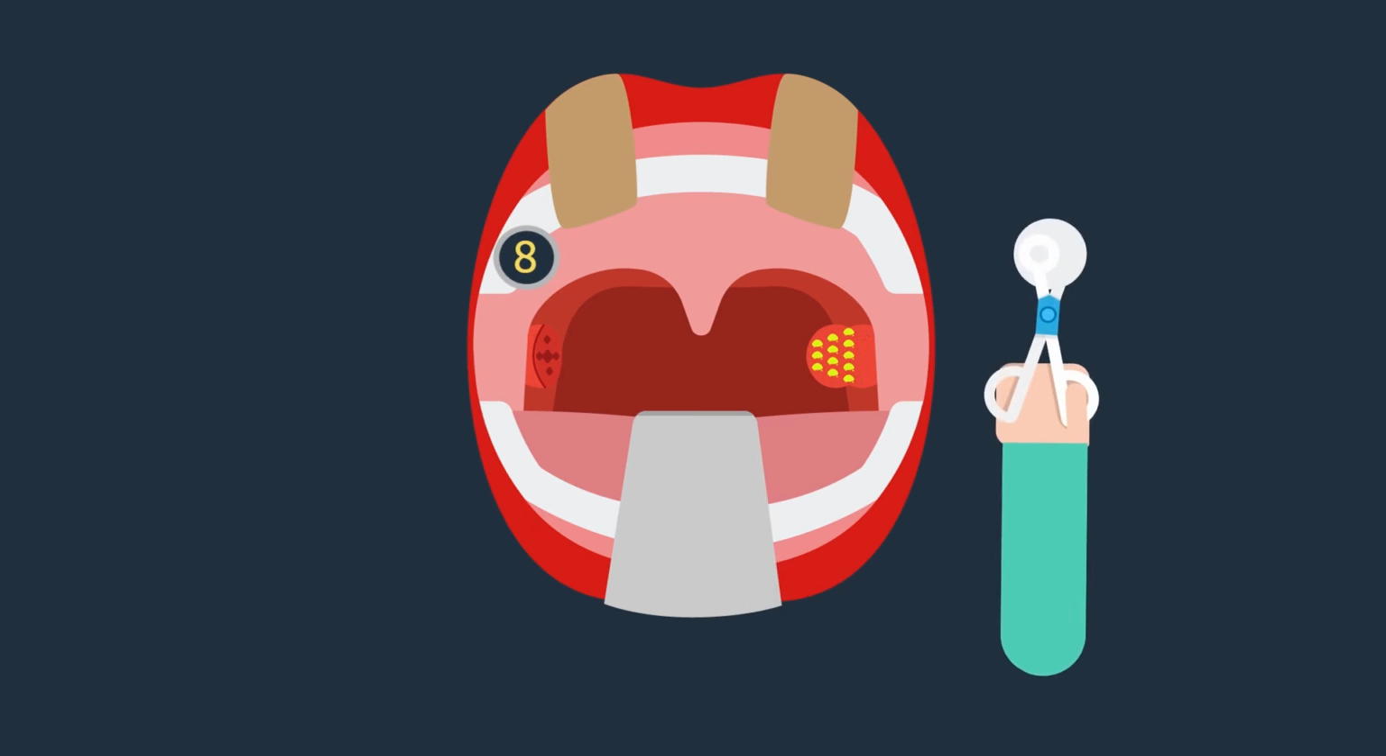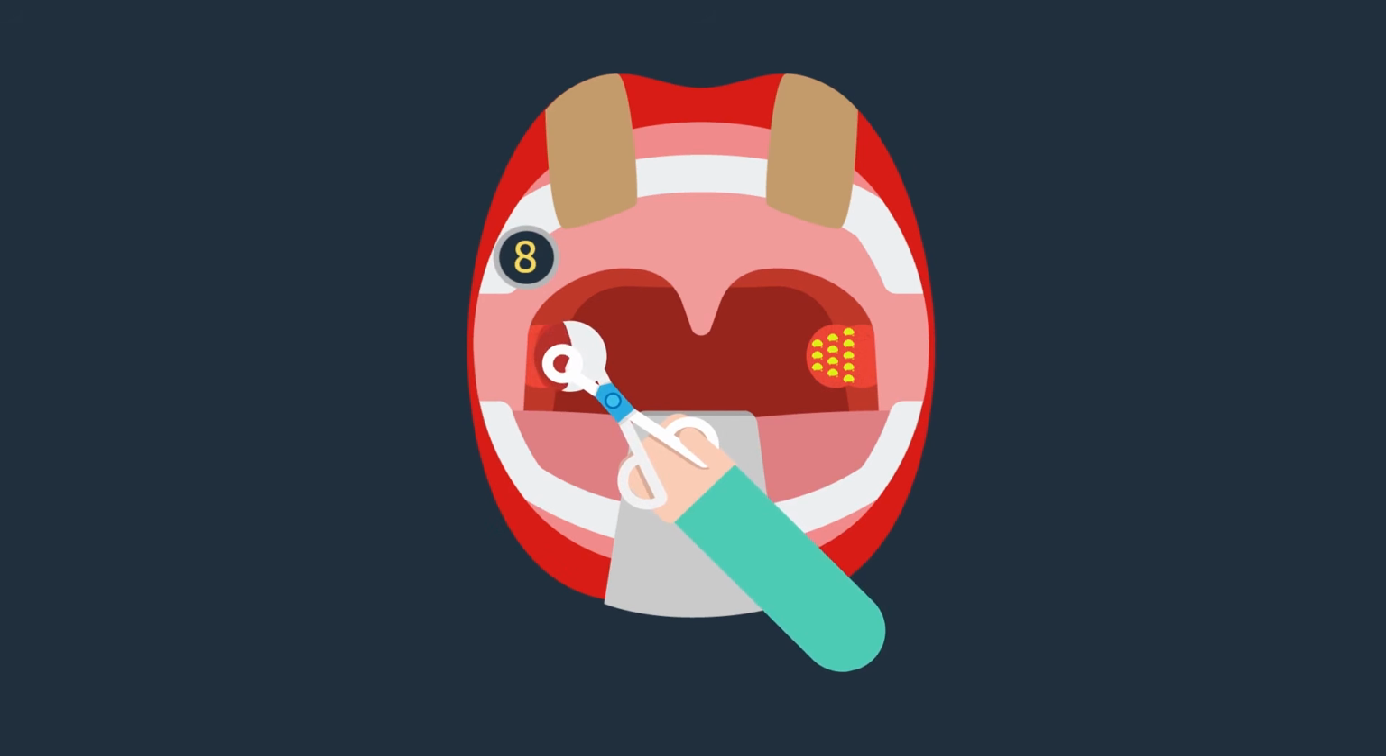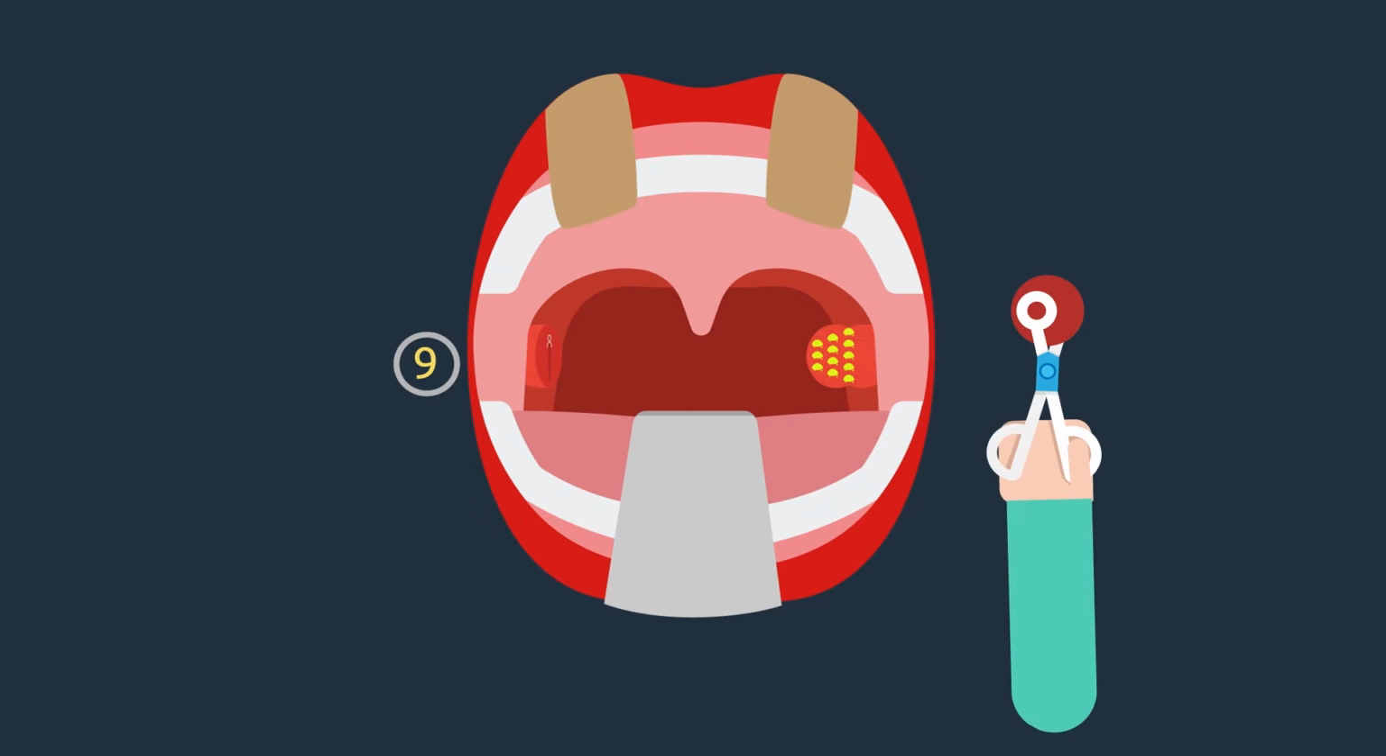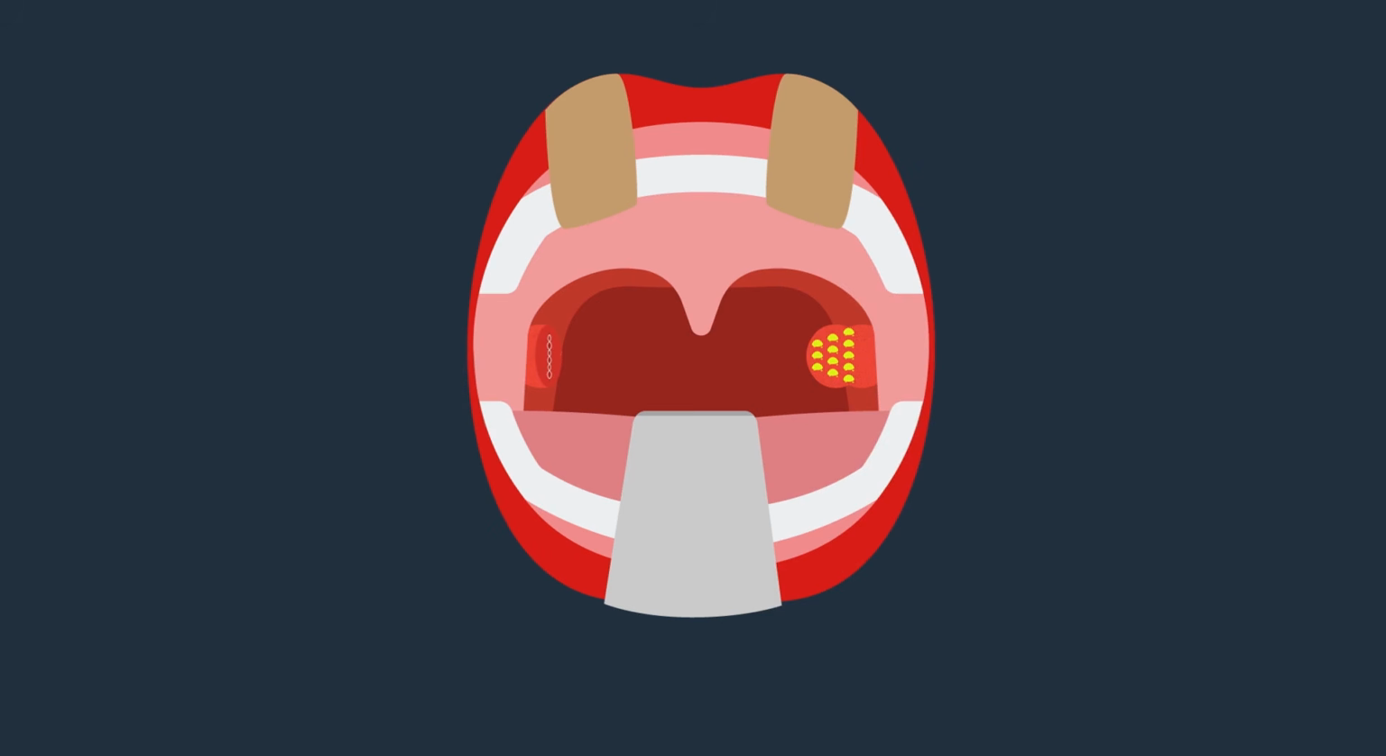8. A gauze sponge is placed in the fossa and pressure applied for a few minutes. 9. Bleeding points are tied with silk. Procedure is repeated on the other side.